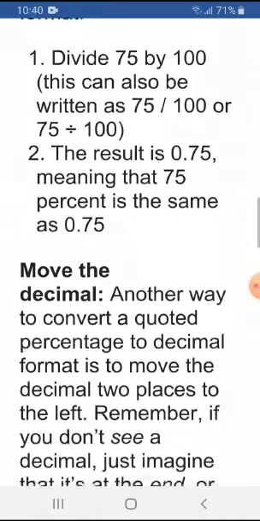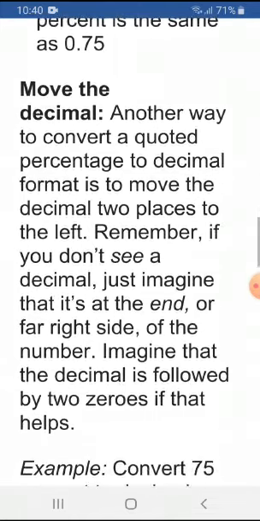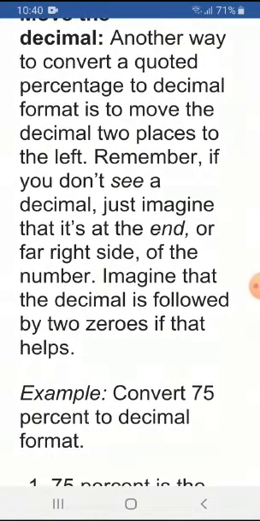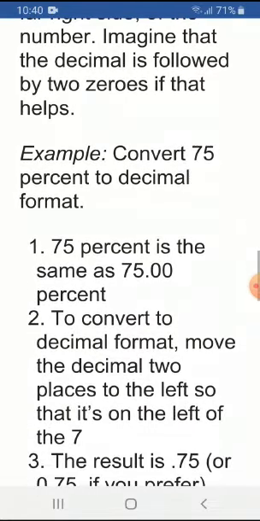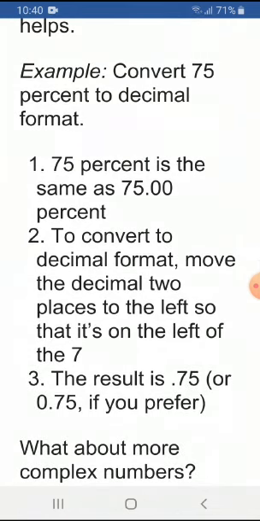The second way is to move the decimal point. It is actually the same as dividing by 100. You have to move the decimal point 2 digits to the left. You have to convert 75% to decimal format. 75% is the same as 75.00. You need to move the decimal point 2 digits to the left. So one digit would be between 7 and 5, and the other digit would be before 7. You just add a 0 before, and as a decimal it is 0.75.